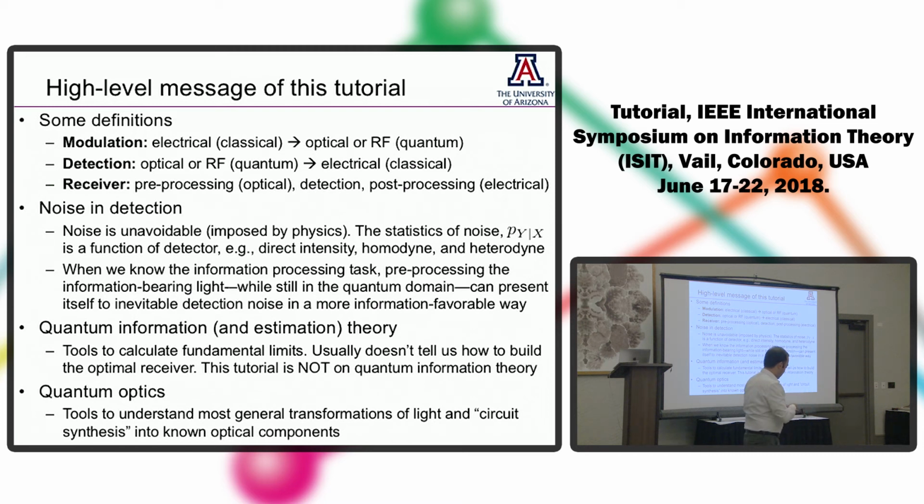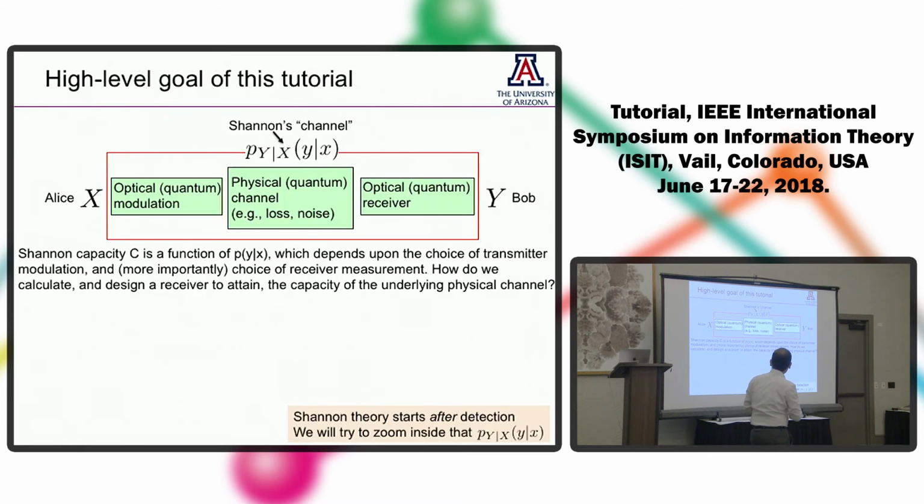Okay? So just to put it in pictures rather than words, that's what I was talking about. Here you have your modulation, the physical channel. This is the channel that takes an optical signal to an optical signal at the receiver. And then the quantum or optical receiver that first could pre-process and then detect and post-process. And all of this together gives us our P of y given x, whose capacity we know from Shannon theory.